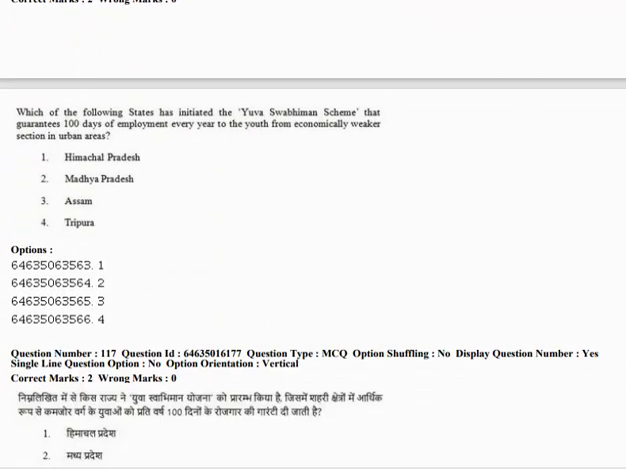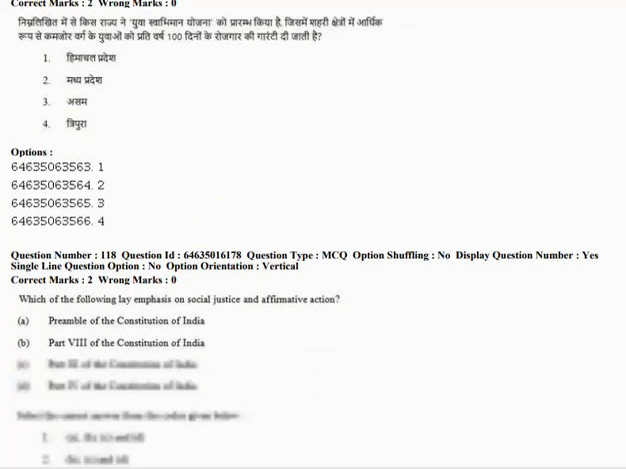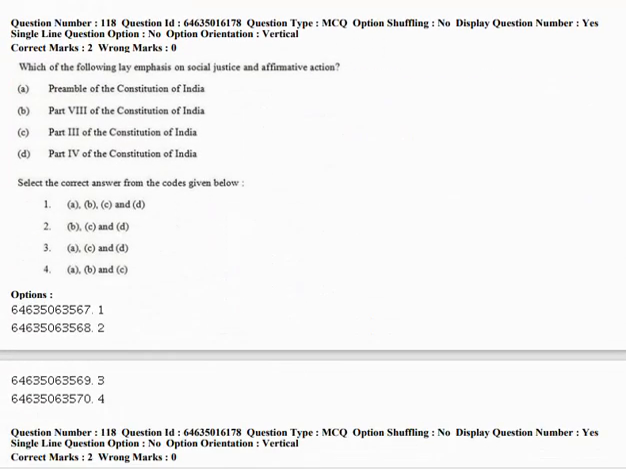117. Which of the following states that has initiated Yuva Swabhiman scheme in Madhya Pradesh? 118. Which of the following lay emphasis on social justice and affirmative action? This part is given in the preamble, it is not in part 8, it is in fundamental right, and in DPSP also.